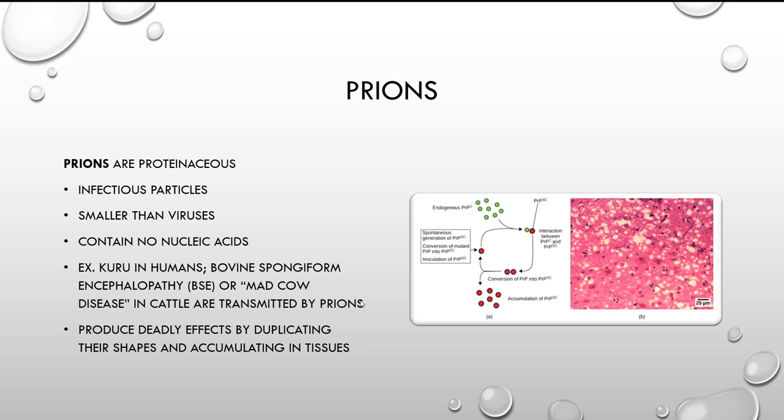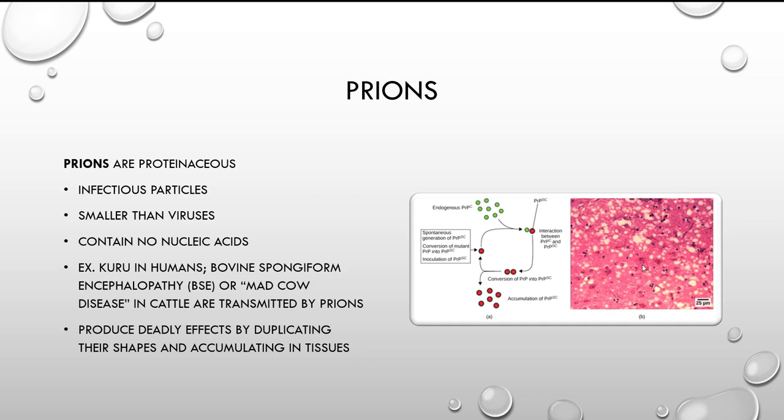So some examples would be kuru in humans. The one that's probably most familiar to you is mad cow disease. Mad cow disease is caused by something called bovine spongiform encephalopathy. I can't pronounce that. And that's just transmitted by prions. So basically, again, it's caused by a normal cellular protein that somehow ends up becoming an infectious proteinaceous particle, and that starts to duplicate and accumulates in tissues.